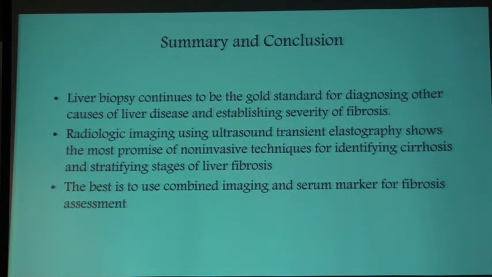In summary, liver biopsy continues to be the gold standard for diagnosis of other causes of liver disease and establishing severity of fibrosis. Radiological imaging using ultrasound transient elastography shows the most promise of non-invasive techniques for identifying cirrhosis and stratifying stages of liver fibrosis, and also stratifying, of course, treatment. The best is to use combined imaging and serum markers for more precise fibrosis assessment.